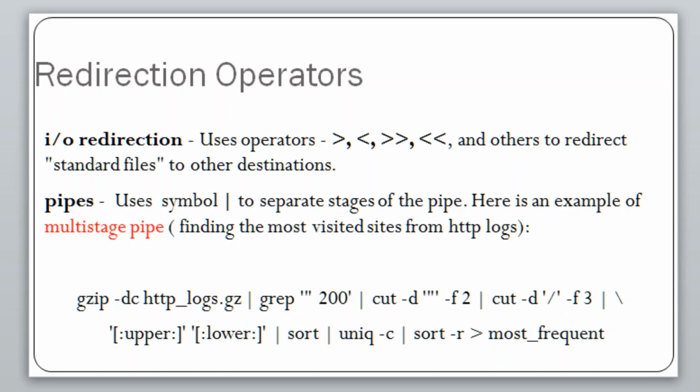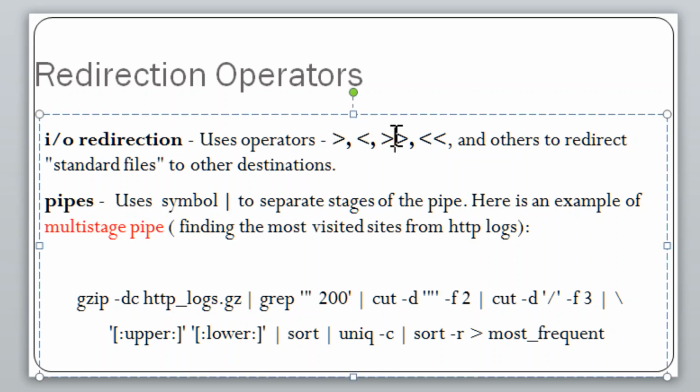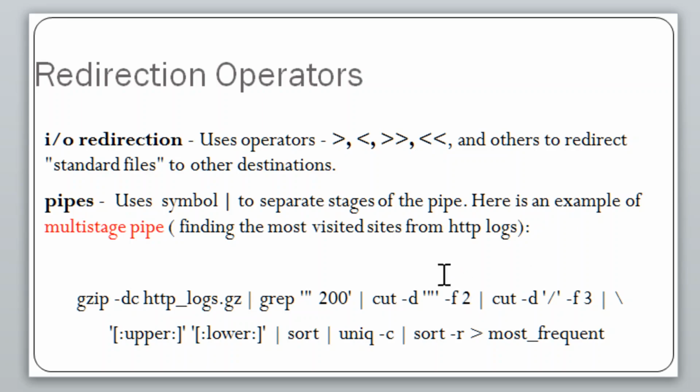So for input and output redirection, as you saw, we used the operators greater than, less than, double greater than, and double less than, and others to redirect standard files to other destinations. Pipes can be used to separate stages. So here's an example of a multi-stage pipe. And guys, we've talked about pipes before. We're going to briefly review it.